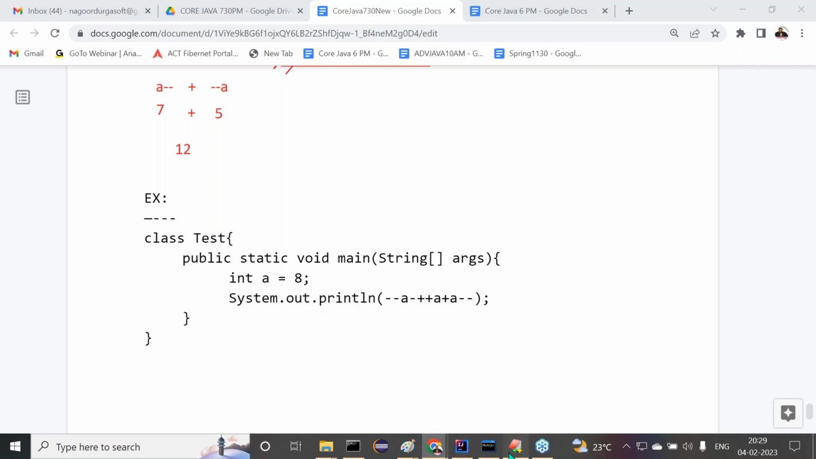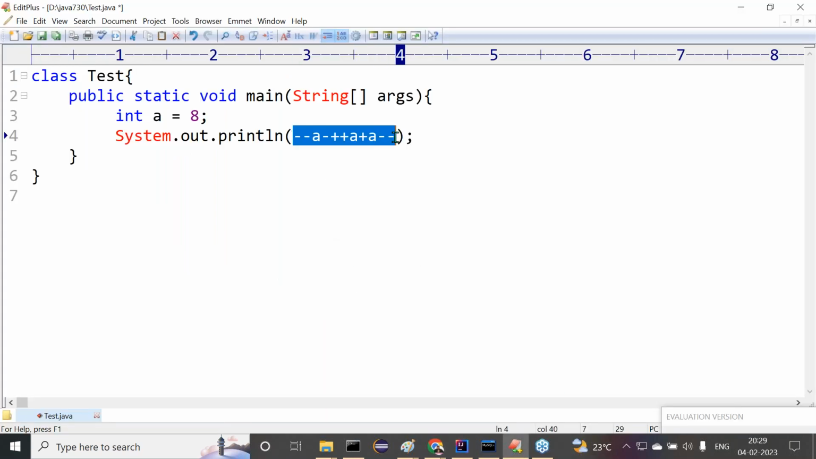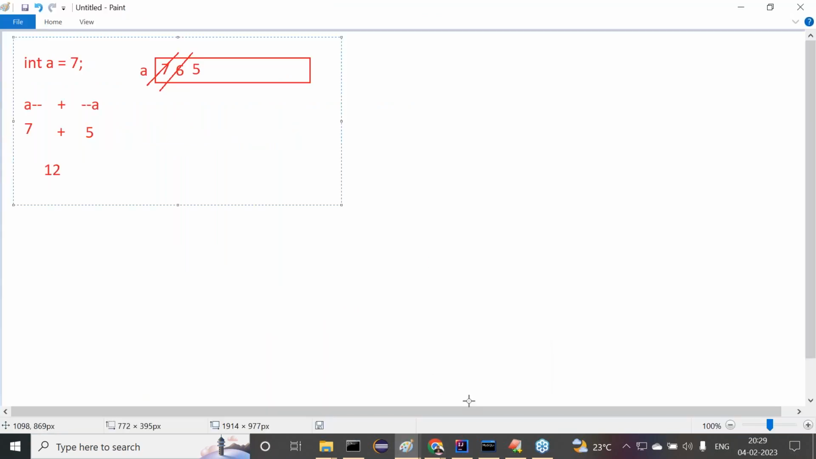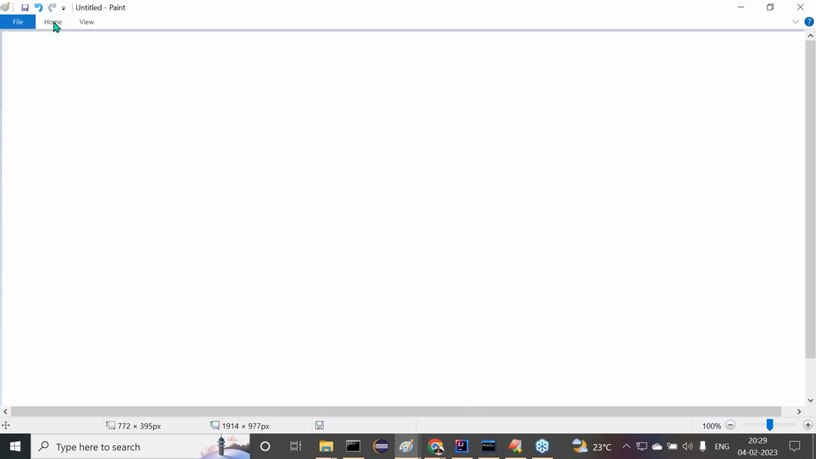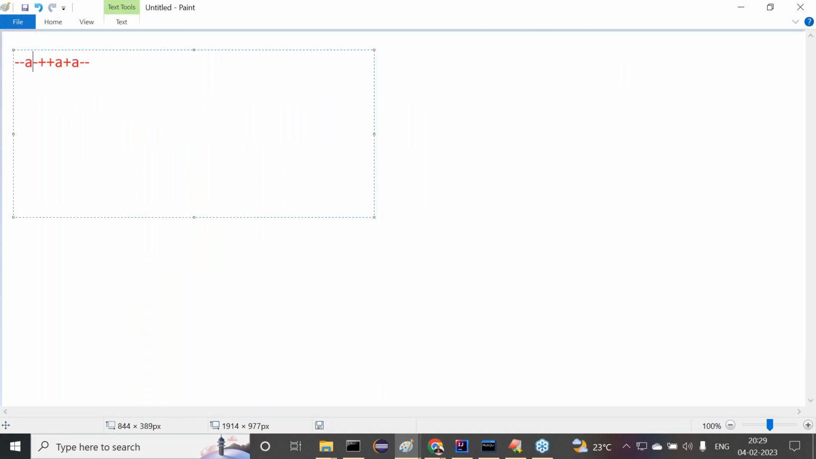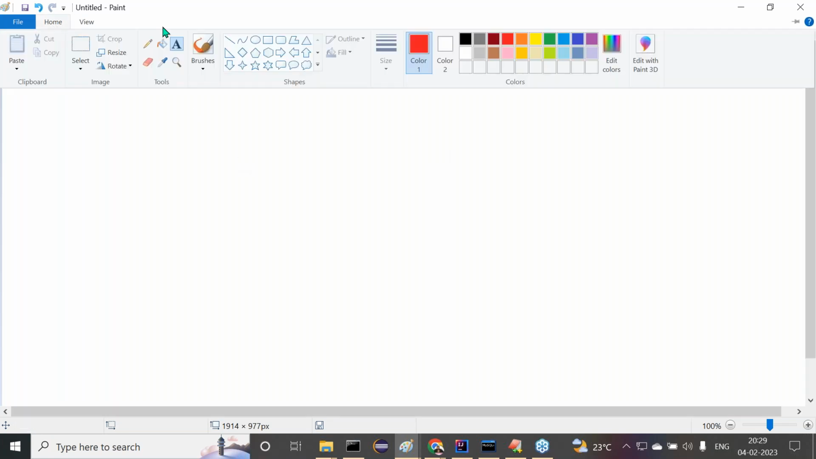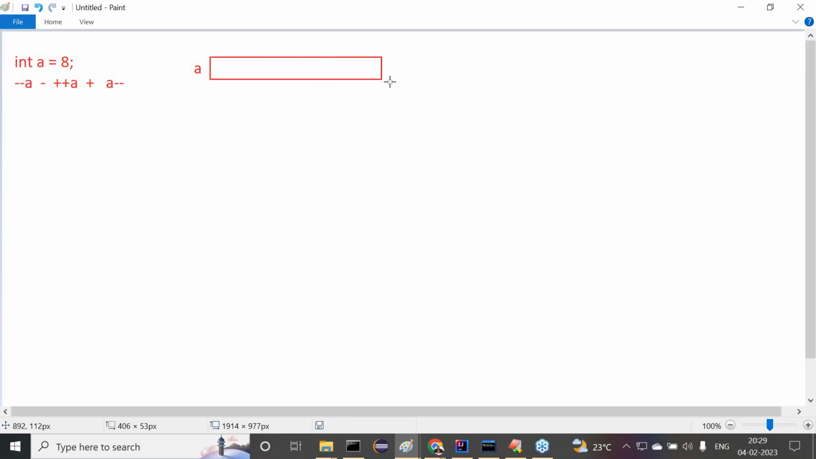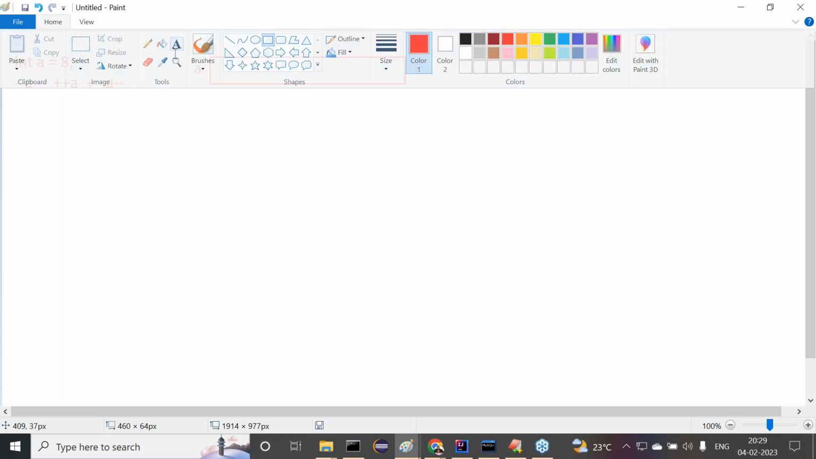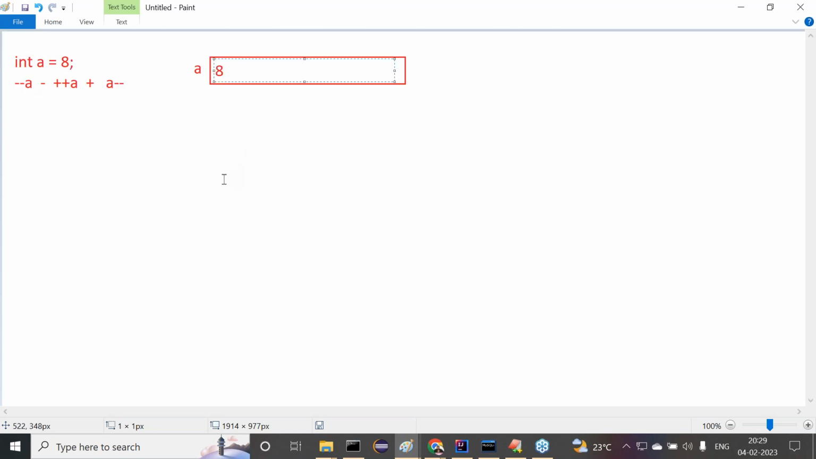Anyway, as per my responsibility, I want to explain this part here. A value is 8. Int a is equal to 8. First of all, separate like this. Now here, the a variable has 4 bytes of memory. Then the a value is 8 we are getting. This is what I am telling here, 8.